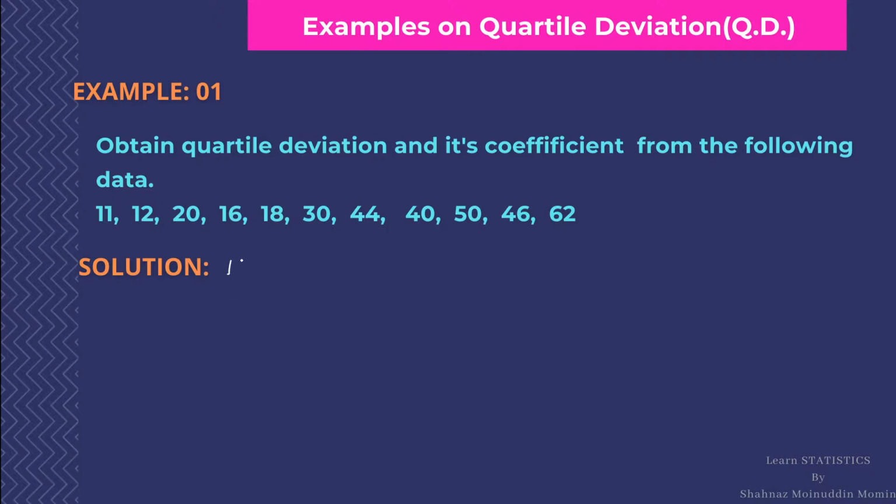The first value is 11, second is 12, then next is 16, 20, 30, 40, 44, 46, 50, and last is 62. This is the ascending order of arrangement of the given data.